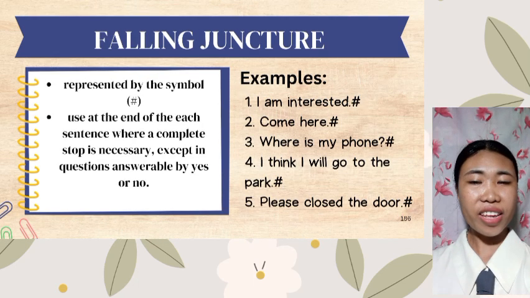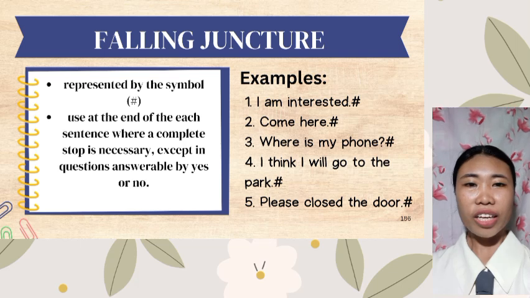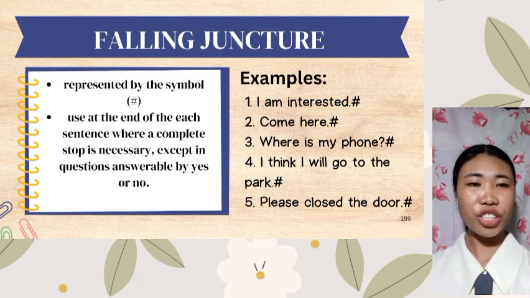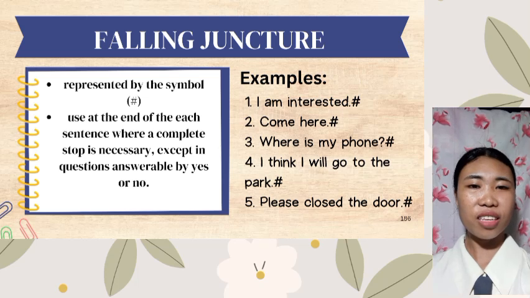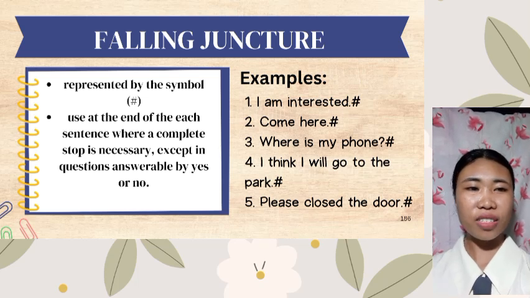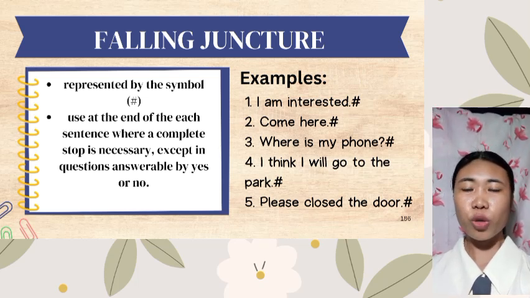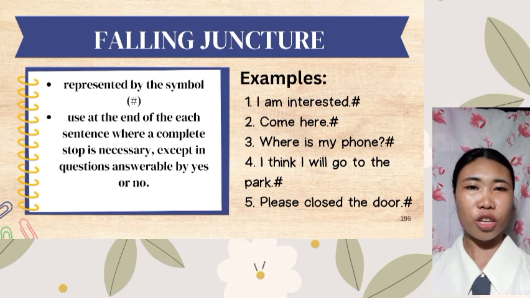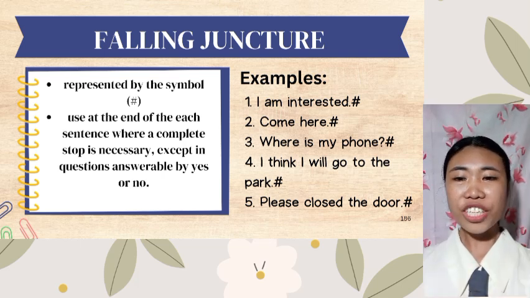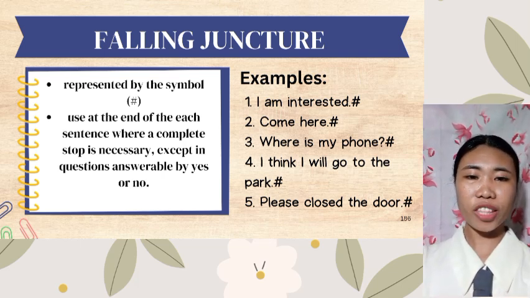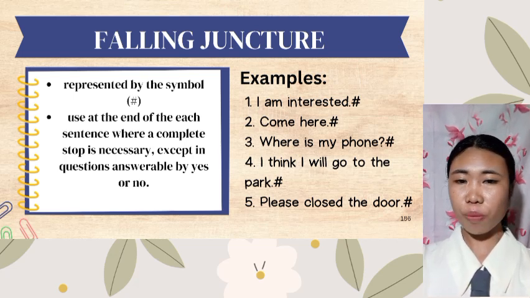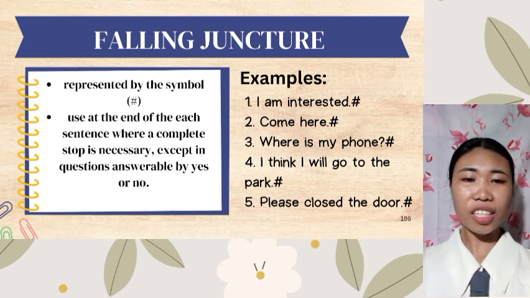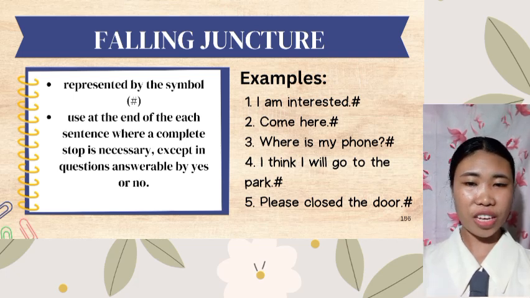And the last one is falling juncture. It is represented by the symbol hashtag or number, used at the end of each sentence where a complete stop is necessary, except in questions answerable by yes or no. Falling juncture is a way of lowering the pitch of our voice, creating a sense of finality or completion. It's like a little period at the end of our words, signaling that the thought is finished.